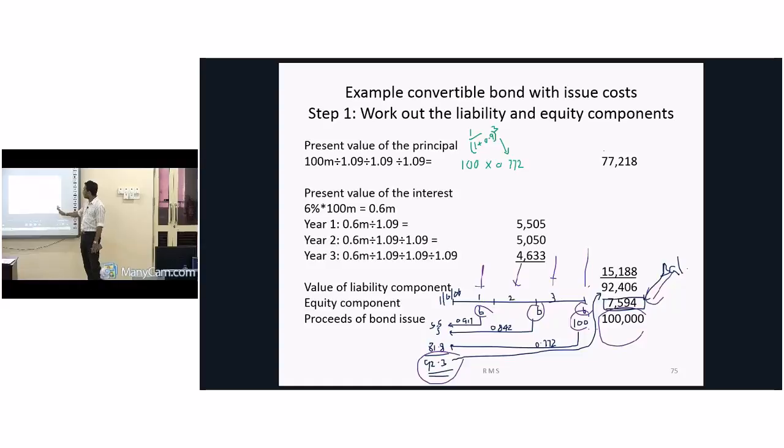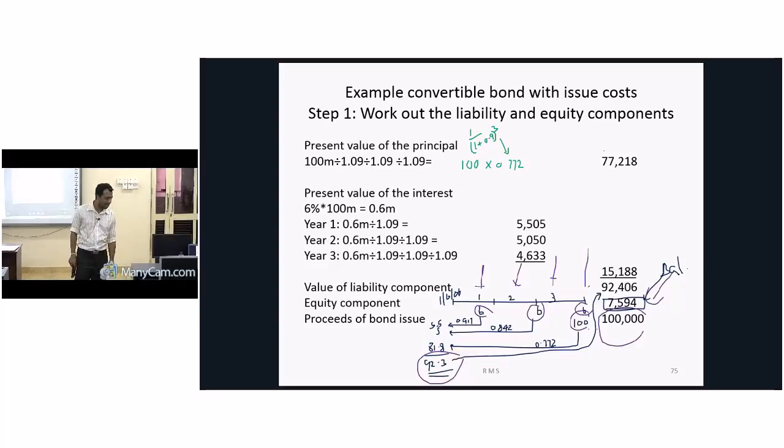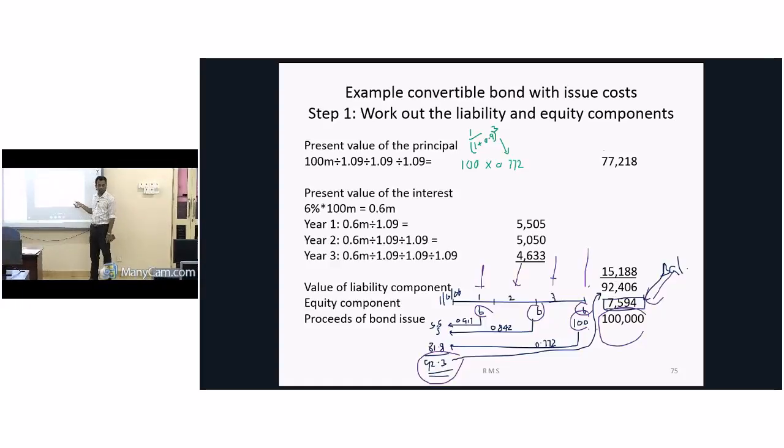So now you should be able to understand. What is your initial double entry? Cash debit how much? We can say 100 million. 100 million cash debit. Liability credit 92.3. And 7.7 or 7.6, whatever the amount, should be credited to equity. That is the initial entry.